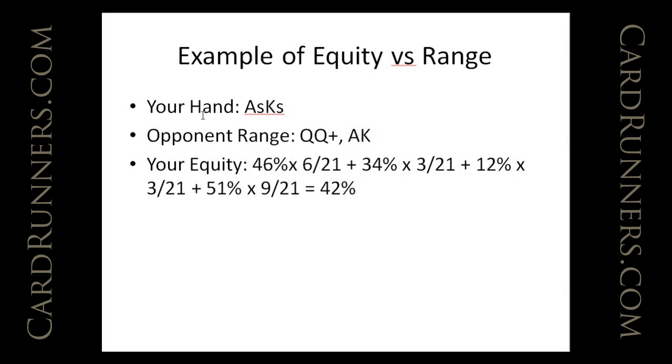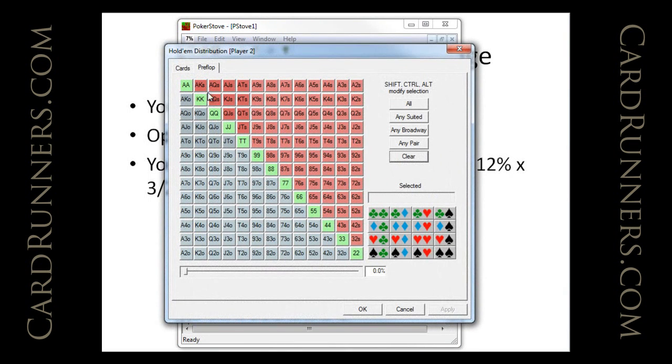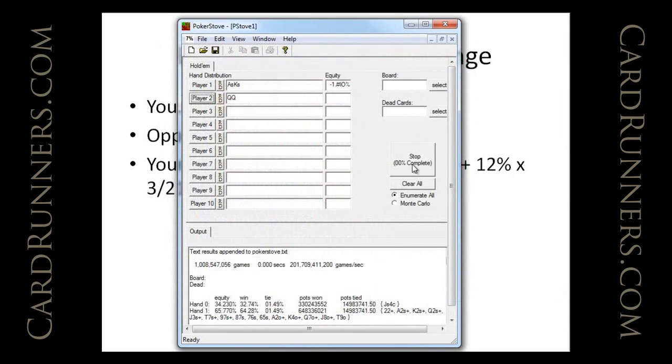Imagine that we have ace-king suited, and we put our opponent on a very tight range of queens plus and ace-king. So we want to look at our equity against each hand in his range, weighted by how likely it is that he holds that hand. So for instance, against pocket queens, we can pull up PokerStove and look at our equity. So we'll give ourselves ace-king suited. We give our opponent the one hand of queens. We see we have 46% equity.